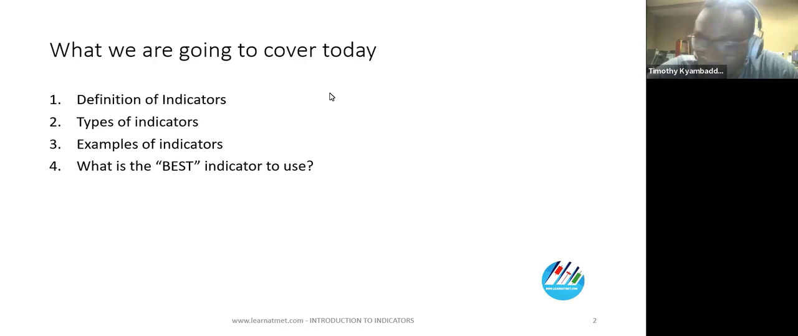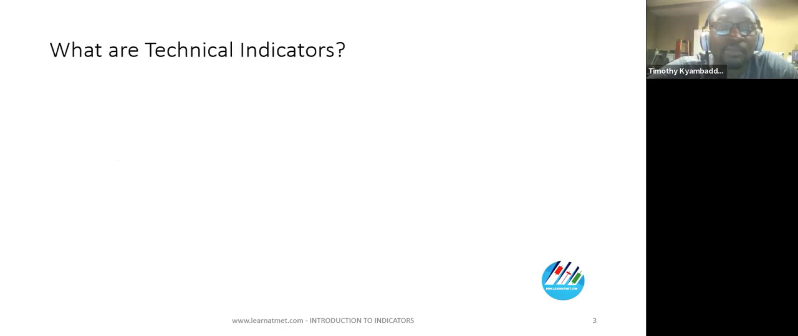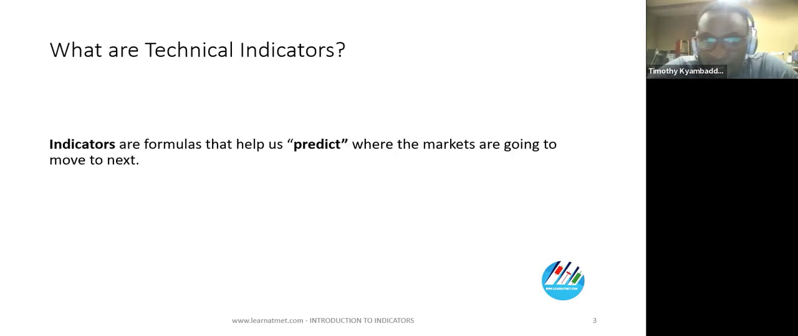Okay, so what are indicators, guys? Indicators are simply formulas or methods that we can use to predict where the markets are going to move to next. Remember, in our trading, what we're trying to do is to predict if the market is going to go up, that means the bulls are going to be in control, or if the market is going to go down, meaning the bears are in control.